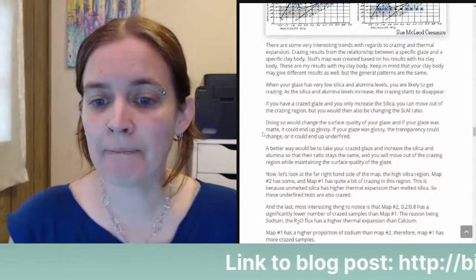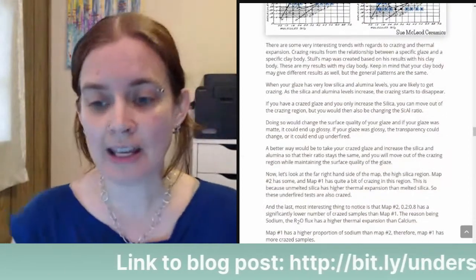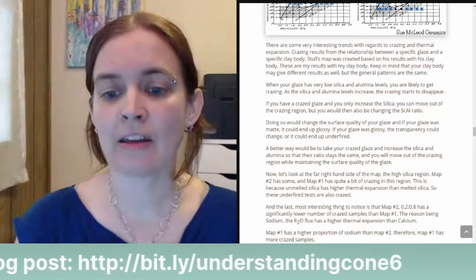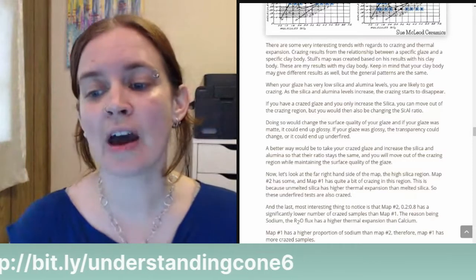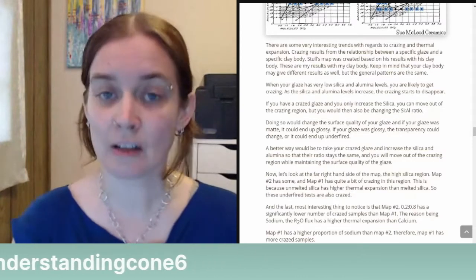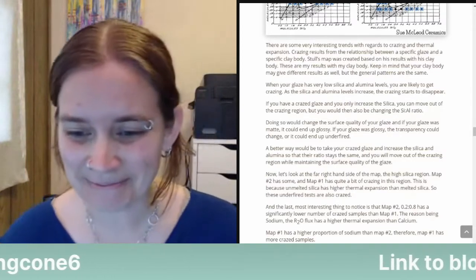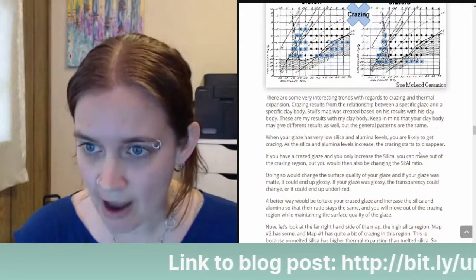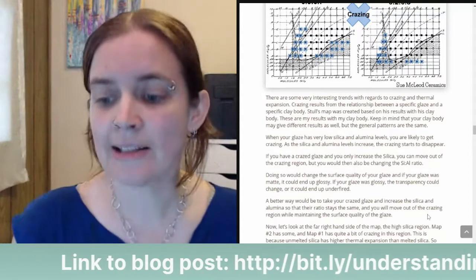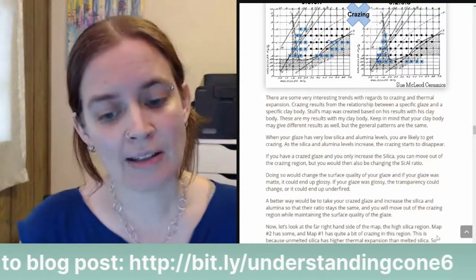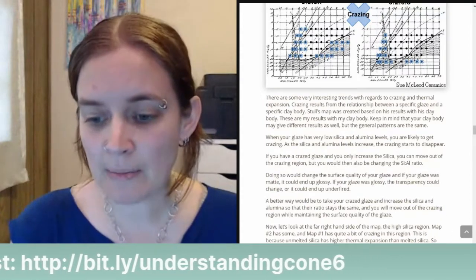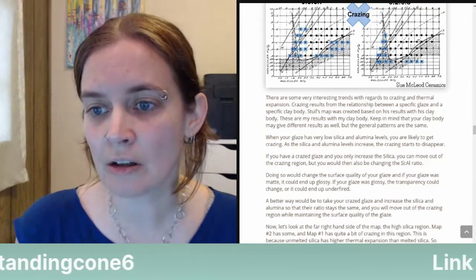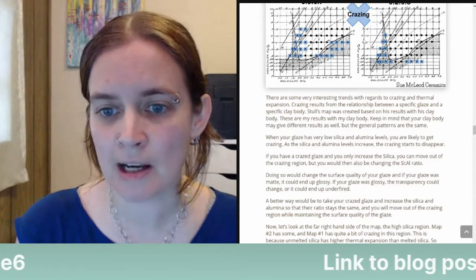So a better way would be to take your crazed glaze and increase the silica and alumina so that their ratio stays the same, and you will move out of the crazing region while maintaining the surface quality of the glaze. Now let's look at the far right-hand side of the map, the high silica region. Map number 2 has some, and map number 1 has quite a bit of crazing in this region. So that's over here, where Stull also had hatch marks, which represent crazing.